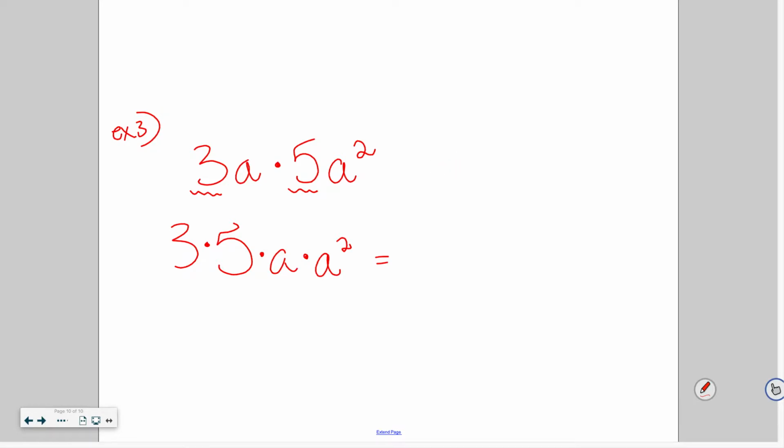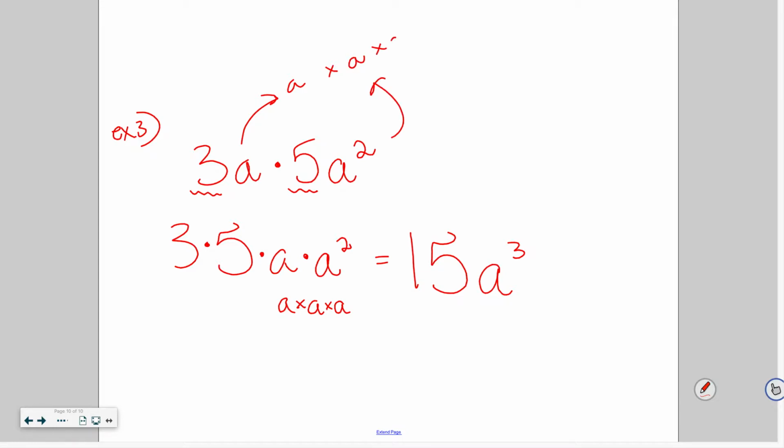Ooh, she was so close. I like the 15. The 3 times the 5 is just regular old 3 times 5. A to the third power, exactly. A to the third power. Because you have an a here times 2 more over there. A to the first power times a to the second power is a to the third power because you have 1 a there times another 1 there.